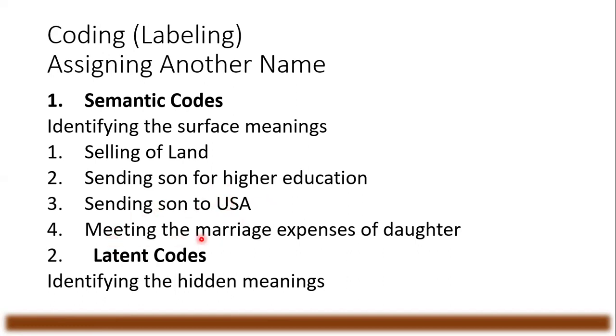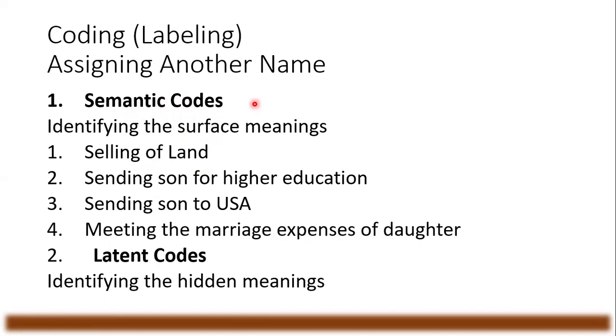You are meeting the marriage expenses of the daughter. The surface meaning of selling the land would be that you want to send your son to USA. For that purpose, you need that money, and you also want your daughter to get married. That's why you are selling your land, because you need the money. So this is the surface meaning, which is known as semantic code.